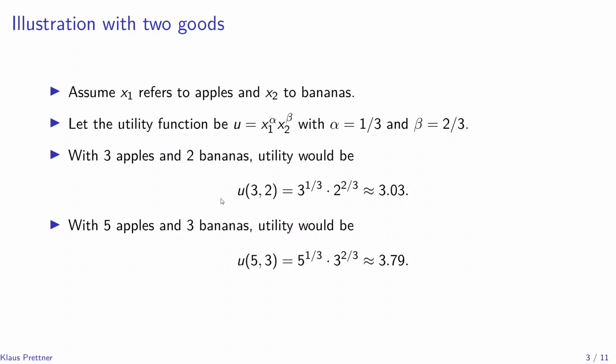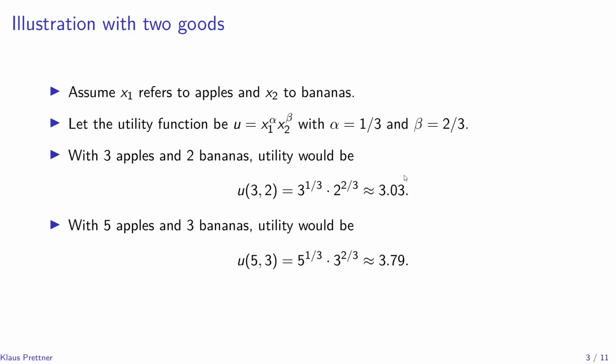Let's assume the starting point is a situation in which the consumer consumes 3 apples and 2 bananas and has this utility function here. Then utility would be u of 3 and 2, so we just plug in 3 instead of x1, 2 instead of x2, and what we would get is approximately 3.03 in terms of the output of the utility function. Now this consumer gets 2 more apples and 1 more banana, so the utility function would then be u of 5 and 3. So we plug in 5 for x1 and 3 for x2. And then in this case, the utility level would be 3.79.